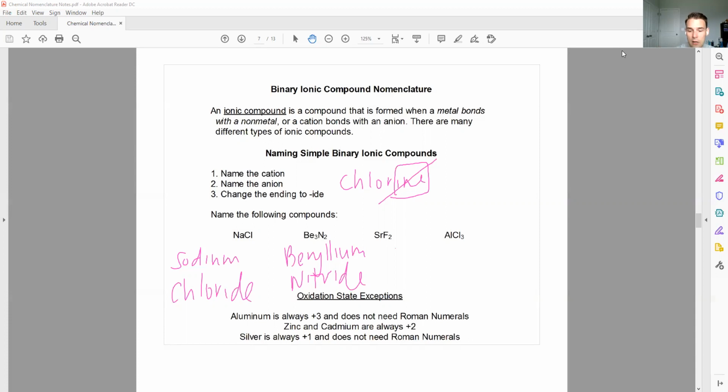SrF2, Sr is strontium, F is fluorine, and so we change the ending to IDE, it becomes fluoride. Next, AlCl3, Al is aluminum, Cl is chlorine, we change that to IDE, it's chloride. So that's how you name something that has just a cation and an anion, nothing special about it.